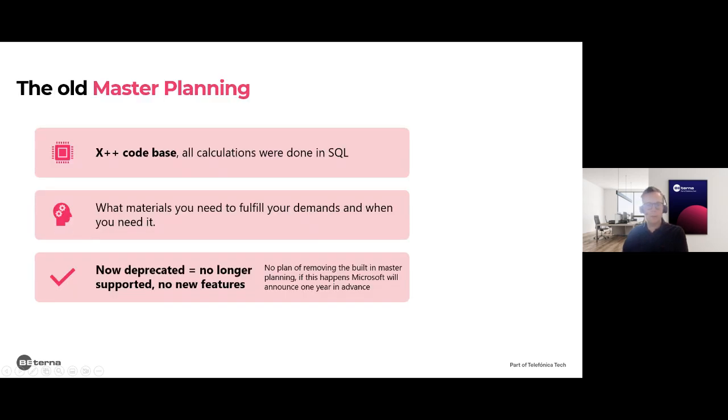Before I start talking about the new, I'm going to tell you a little bit about the old master planning, which you are probably all familiar with. It's quite limited in its way of working, with the biggest downside being the performance issue. You are unable to use the system while you do the running. Since the calculations are all done in your SQL server, changing the data during planning can lead to deadlock situations.